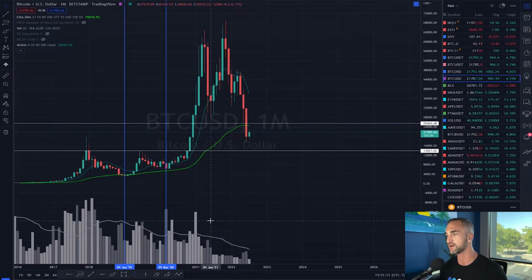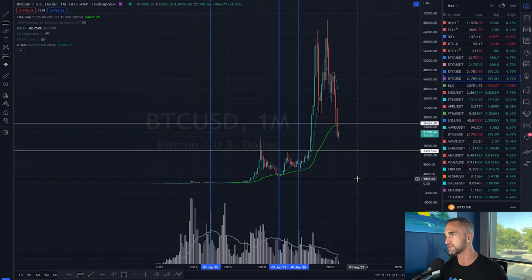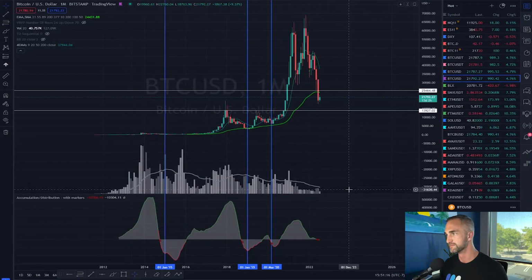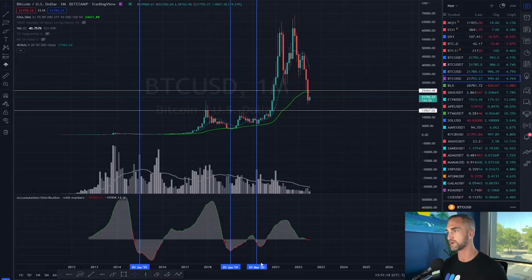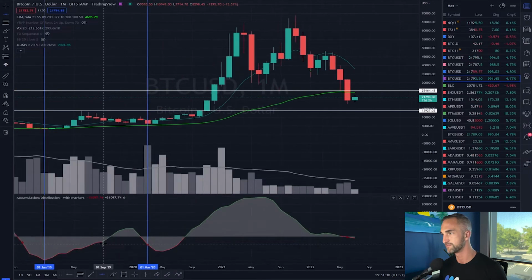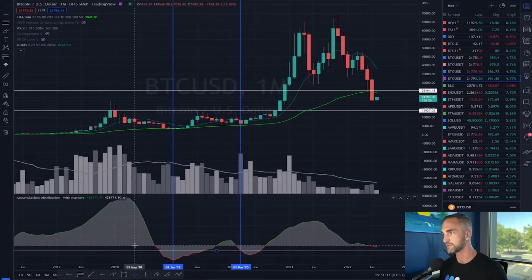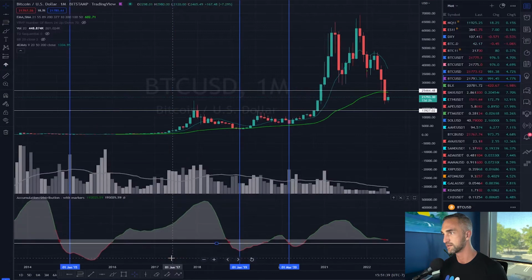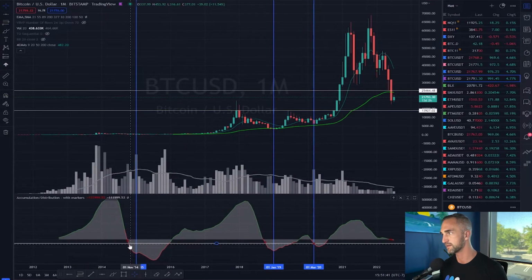our monthly chart on Bitcoin. We've got the accumulation distribution indicator. And what do we have here? So I'm going to put a horizontal bar in here, just so it's dead accurate. This is where that low was, and that low. Okay, perfect.